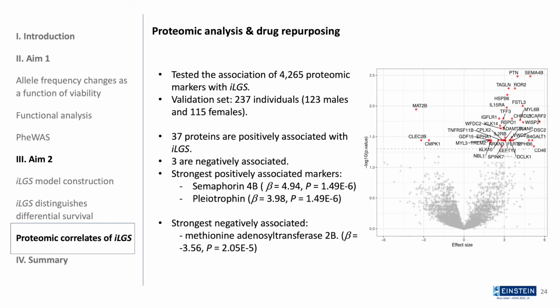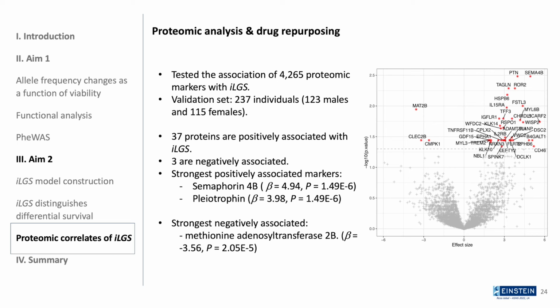The quantitative size of iLGS is determined at birth and remains constant over an individual's life course. Given the association of iLGS with longevity, we searched for the proteomic correlates of iLGS among the 237 individuals in the validation cohort. We identified 40 proteins, of which 37 are positively associated with iLGS and 3 are negatively associated.